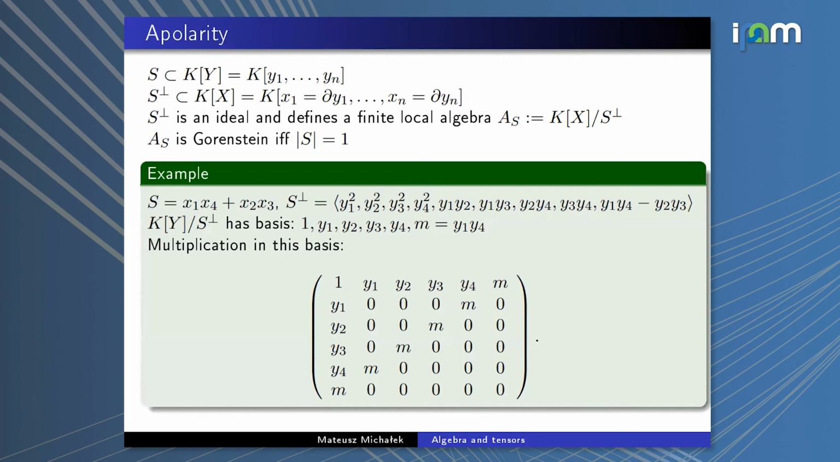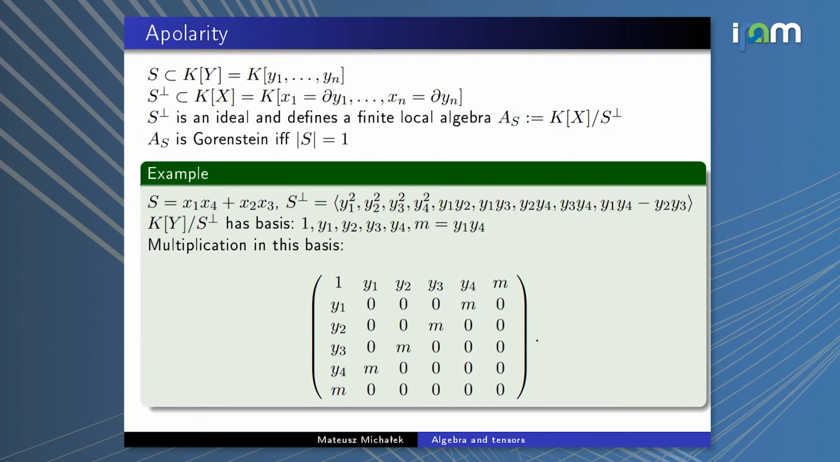Perfect, thank you. So I pick x1 x4 plus x2 x3. I look at derivatives that annihilate it. So for example, if I differentiate twice with respect to x1, I get 0. So I put there y1 squared. Then I put y2 squared, because if I differentiate twice with respect to x2, I also get 0. And then I obtain the whole ideal of derivatives that annihilate S.